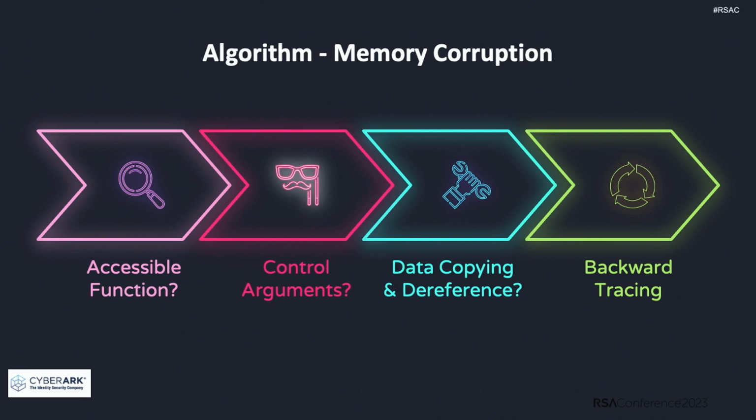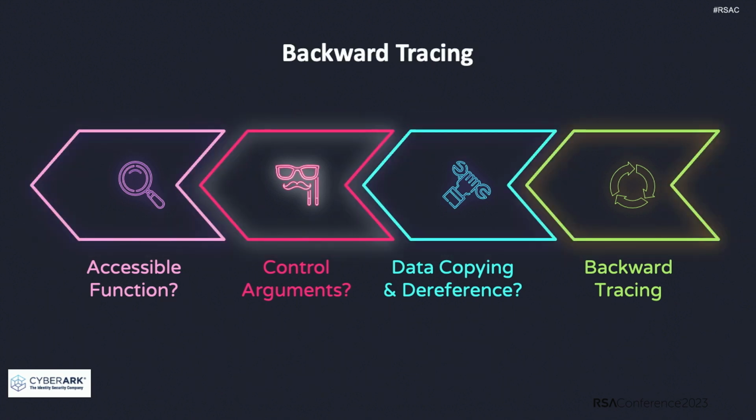We see all the arithmetic operations that happen over these arguments leading to a data copy operation or pointer dereference. And then we do something we call backward tracing, which means we go back. So imagine that we have a long stick. We hold one end in each hand, and we try to go to the middle. That greatly helps us to understand if we have a potential bug here or not.